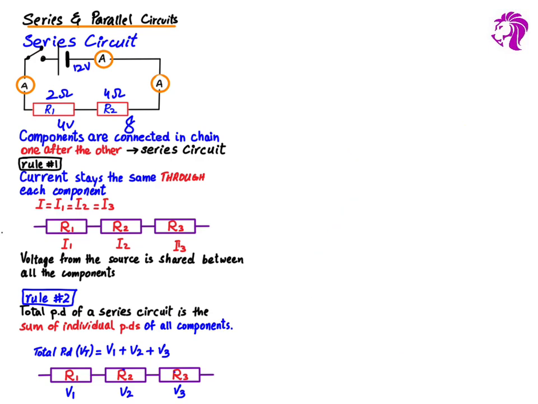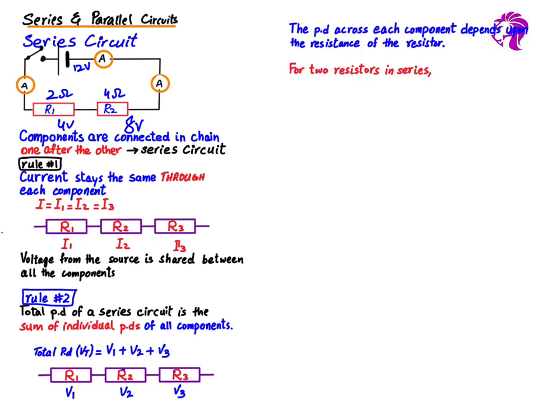Okay. Then, the PD across each resistor will depend on what? On the resistance of the resistor. You have just seen over here that this resistor had 2 ohms resistance, so it got 4 volts. That's half of the voltage of the second resistor. Why? Because the second resistor has double the resistance. So what will the PD across a resistor depend on? It will depend on the resistance of the resistor, right?